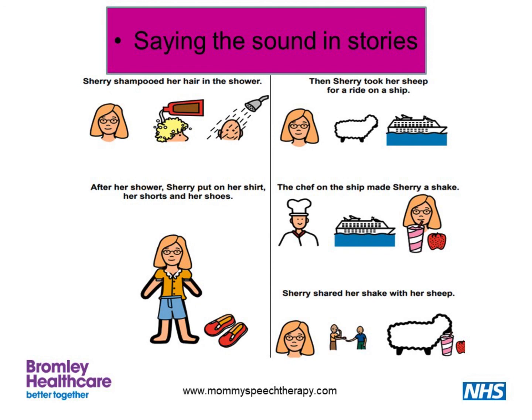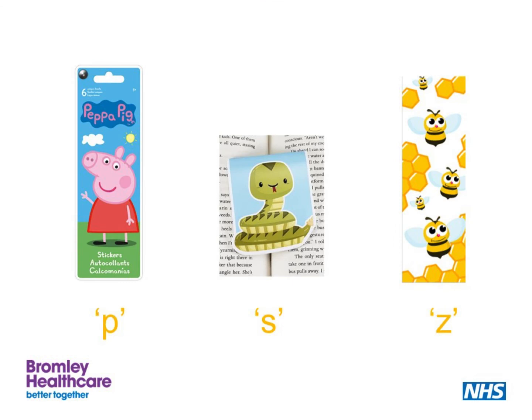You can also use storybooks that your child is familiar with. When you use storybooks with children to work on their speech sounds, you can also use a bookmark with the target sound picture or symbol on them, like a pig for the p sound, a snake for the s sound, or a buzzing bee for the z sound.